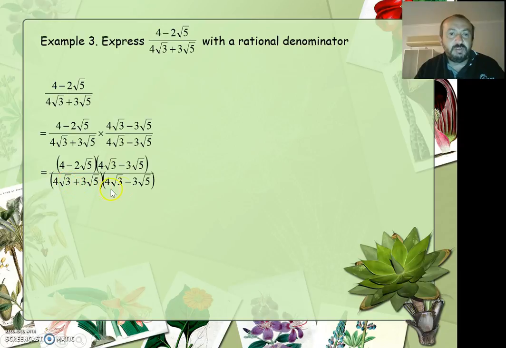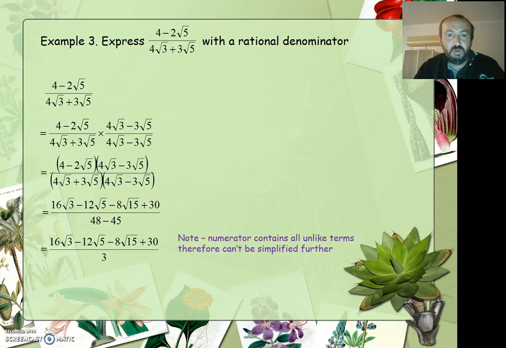This one you don't have to, it's 2 conjugate pairs. So it ends up just being this squared minus this squared. So I'm going to leave you to do the working out for that one. Just follow what they've done here. The 4 root 3 squared is how we get 48. The 3 root 5 squared is how we get 45. The rest you need to work out yourself. And it's eventually going to come all the way down to this.